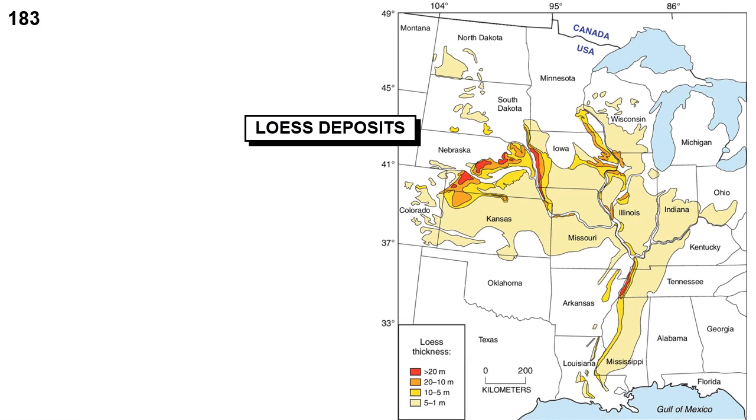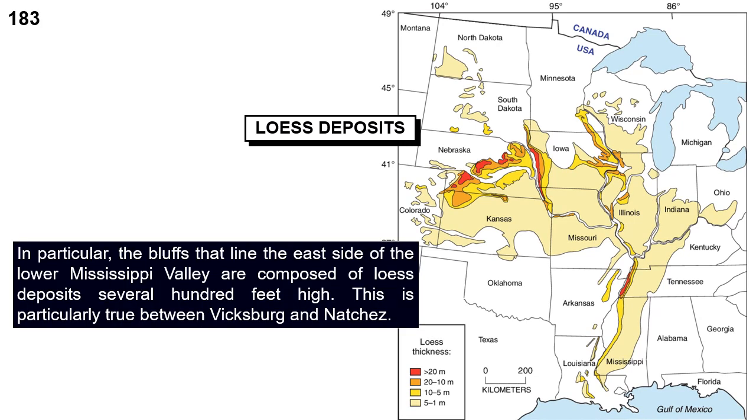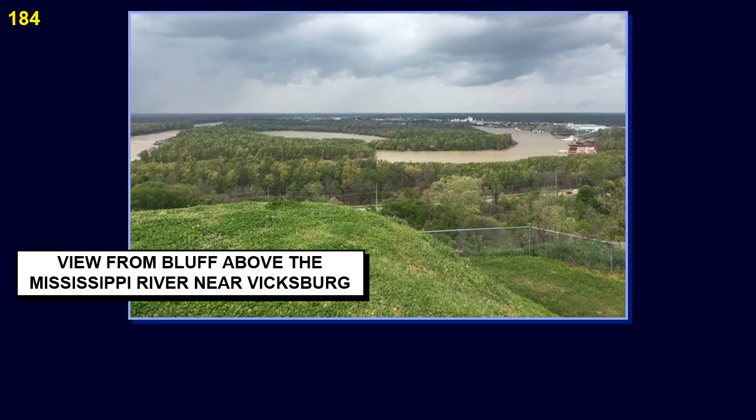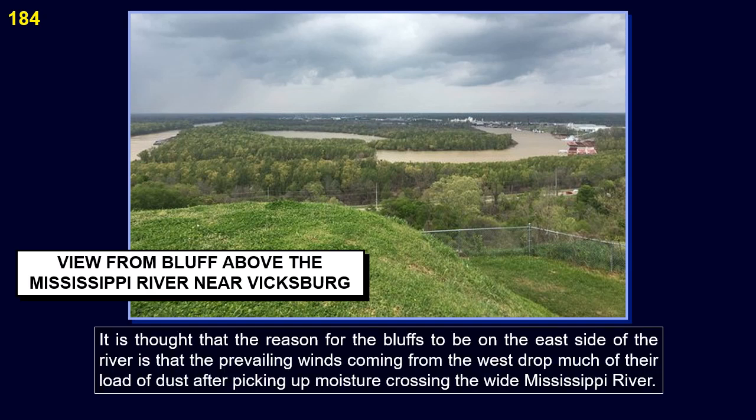In particular, the bluffs that line the east side of the lower Mississippi Valley are composed of loess deposits several hundred feet high. This is particularly true between Vicksburg and Natchez. It is thought that the reason for the bluffs to be on the east side of the river is that the prevailing winds coming from the west drop much of their load of dust after picking up moisture, crossing the wide Mississippi River.